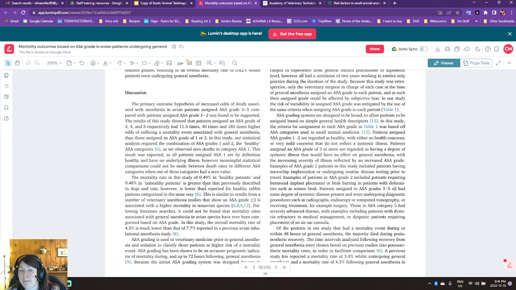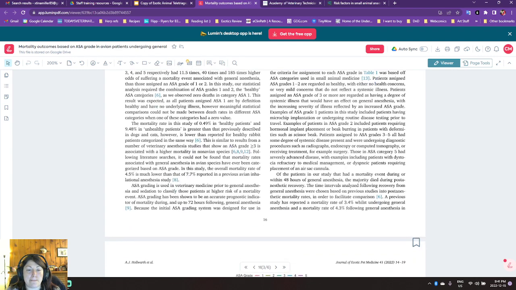And of course, a bit of a captain obvious moment: if you have a very unstable patient, whether it is a bird, a dog, a cat, a rabbit, a guinea pig, a bearded dragon, if you have a really, really sick patient, your risk of anesthetic mortality is much higher. That makes sense. So, here we go. The mortality rate in the study was 0.49% in quote unquote healthy patients, so that's the ASA 1 to 2, and 9.5% in unhealthy patients, greater than previously described in dogs and cats, however, lower than what's reported for healthy rabbits in another study.